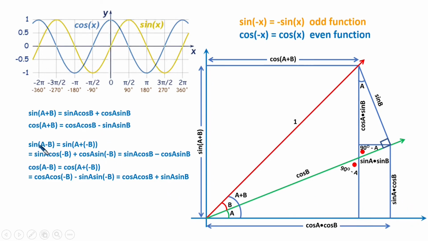Similarly, one can find sin of a minus b. I can write it as sin of a plus minus b. So plus into minus is minus. I get sin a cos of minus b from this relation, plus cos a sin of minus b. Sin of minus b is minus sin b, since sin of minus x is minus sin x, so I have put a minus here. Similarly, cos of a minus b is cos a cos of minus b minus sin a sin of minus b. Cos of minus x is cos x, so cos of minus b will be cos b, and sin of minus b will be minus sin b. So minus times minus becomes plus. These are the relations which can be proved very easily.